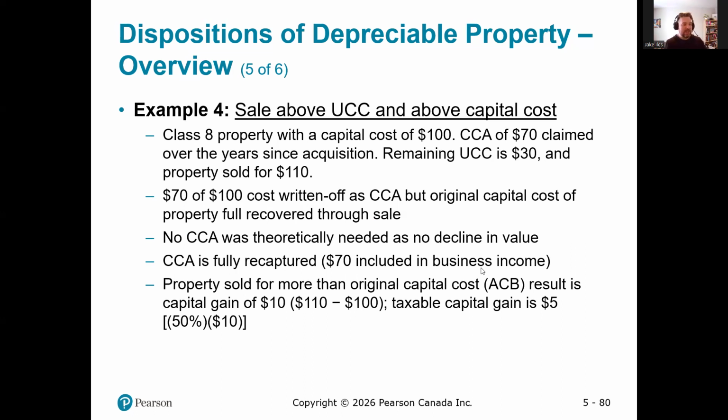$70 will be included in our business income because over the years, $70 would have been subtracted from income. So we get that income back. Property sold for more than its capital cost. So we have $10 of gain, 110 minus our $100 original cost. That $10 of gain will be included in income at $5, only 50%.